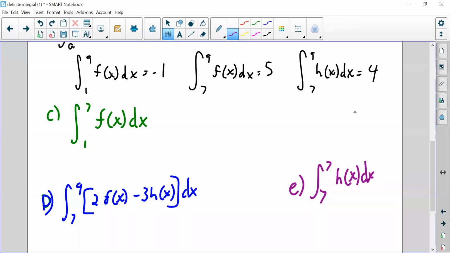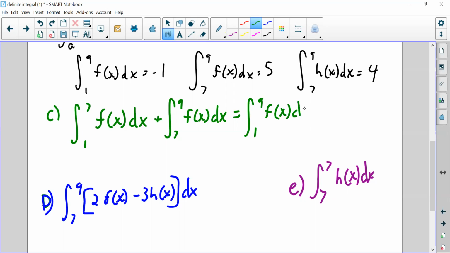Okay, so this one I want to figure out 1 to 7, but I got a problem. For f of x, all I was given was 1 to 9 and 7 to 9. So what I need to do is think of an equation I can work with. Well, if I take the integral from 1 to 7 of f of x dx, and I add the integral from 7 to 9 of f of x dx, that would equal the integral from 1 to 9 of f of x dx. Agree with that? So that'll give me a setup of an equation. Now in this equation, this I don't know. This is my unknown.